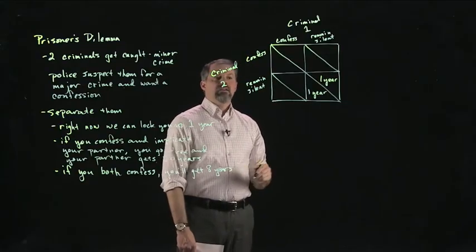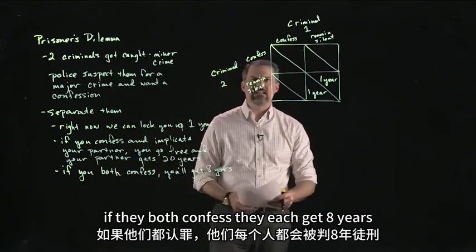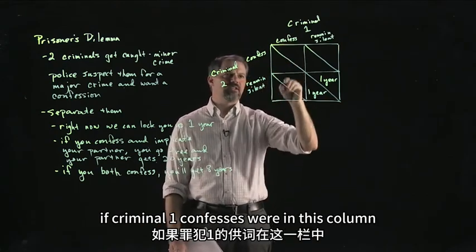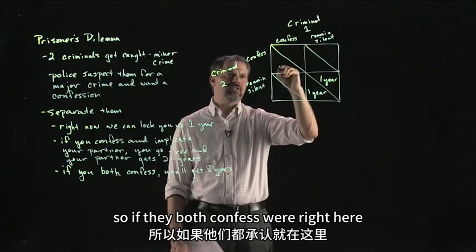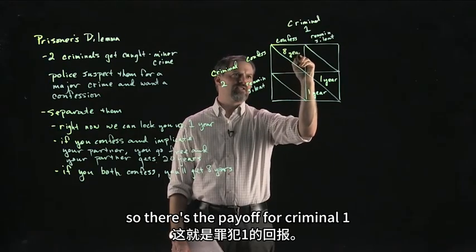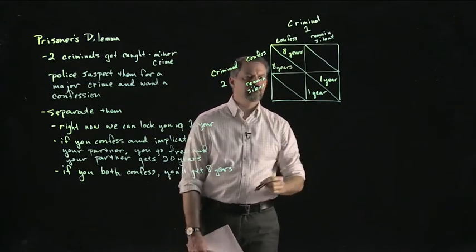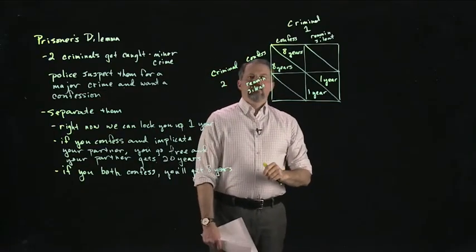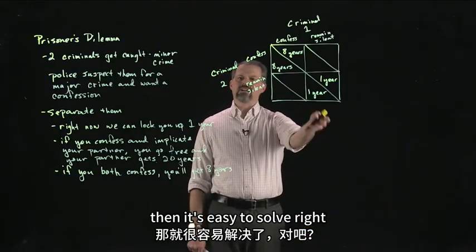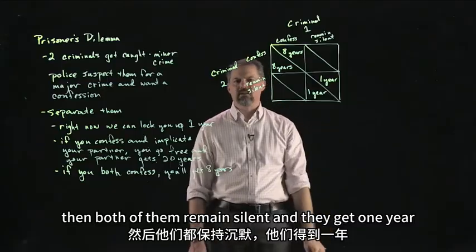Okay. The other outcome, let's do this one next. If they both confess, they each get 8 years. Well, if criminal 2 confesses, we're in this row. If criminal 1 confesses, we're in this column. So if they both confess, we're right here, and they're both going to get 8 years. So there's the payoff for criminal 1. Here's the payoff for criminal 2. Now if that was the extent of the game, then it's easy to solve, right? Both of them remain silent and they get 1 year.